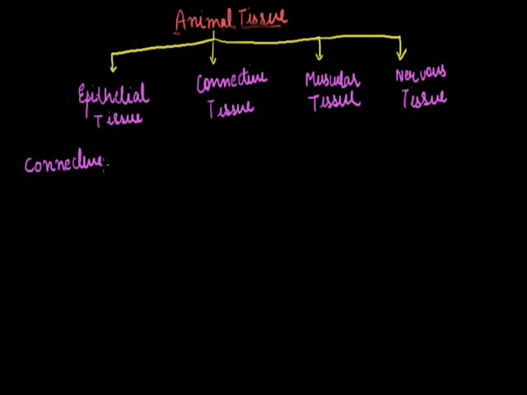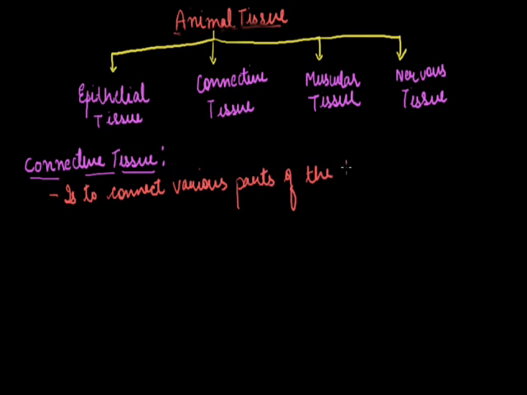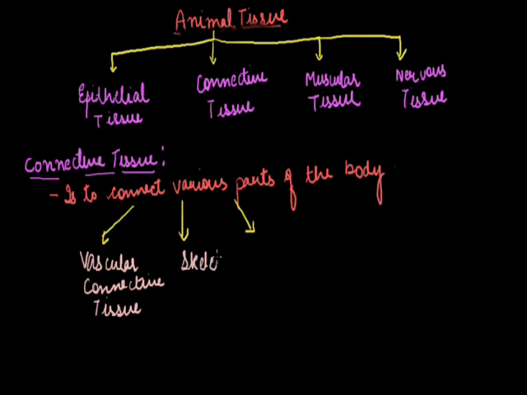connective tissue. The main function of the connective tissue, as the name implies, is to connect various parts of the body. This connective tissue is further classified into three categories, namely vascular connective tissue, skeletal connective tissue, and last is connective tissue proper. We will start our discussion with the skeletal connective tissue.